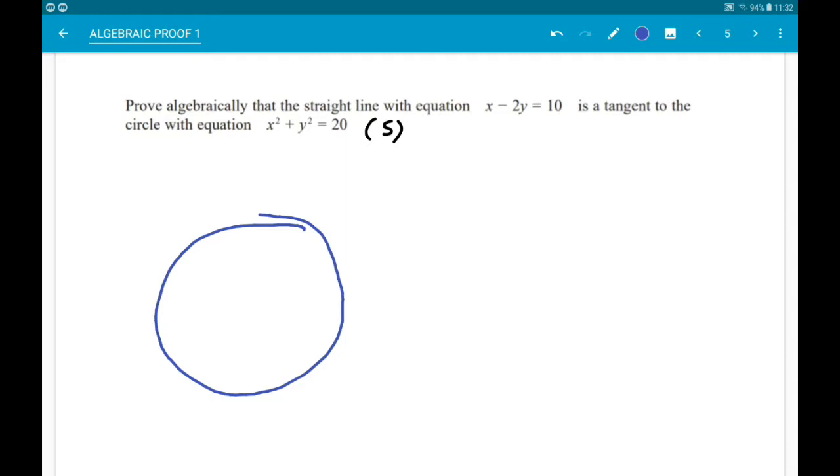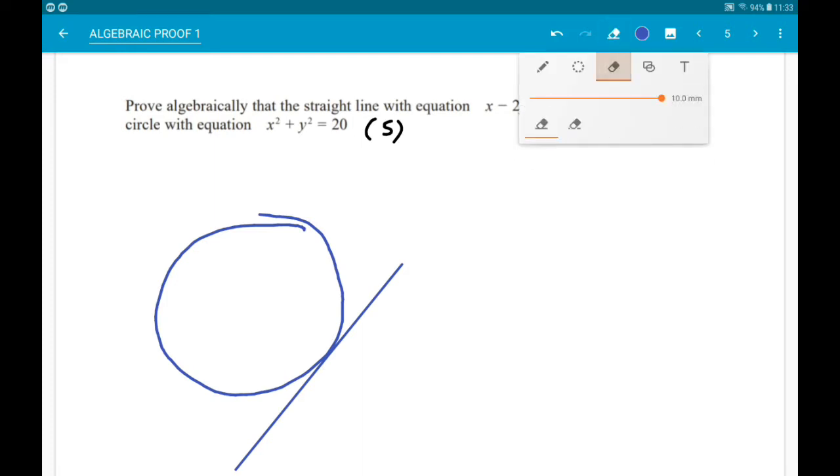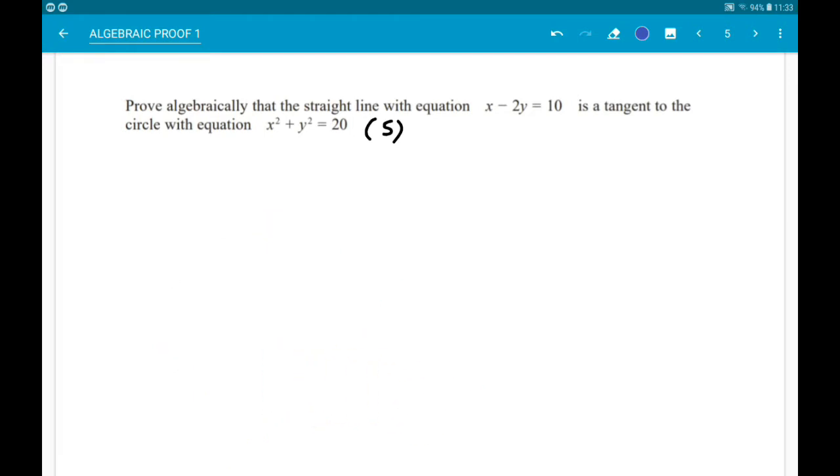It's just about passable as a circle. A tangent is a straight line that only hits the circle at one point and one point only. So this is the situation we are trying to prove. Now we should start, particularly with a 5-mark question, with a statement that would explain how the straight line is a tangent to the circle.